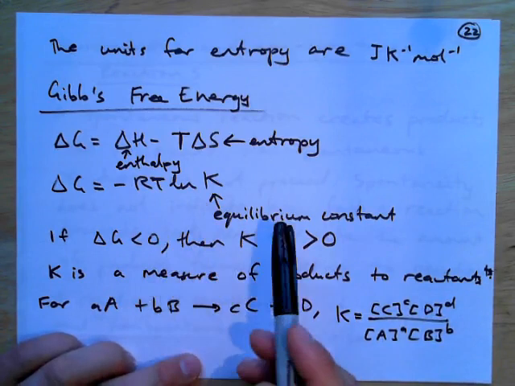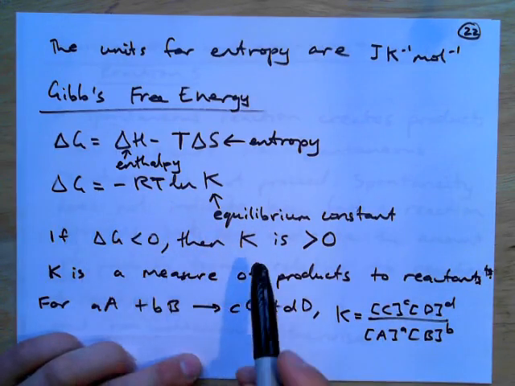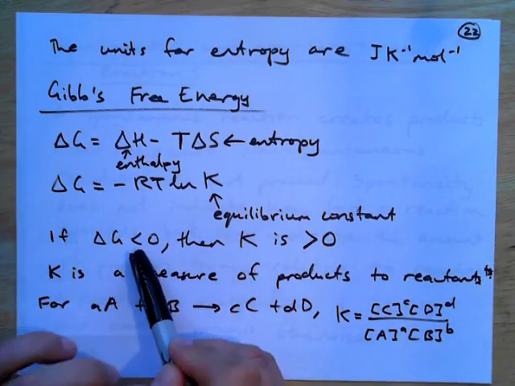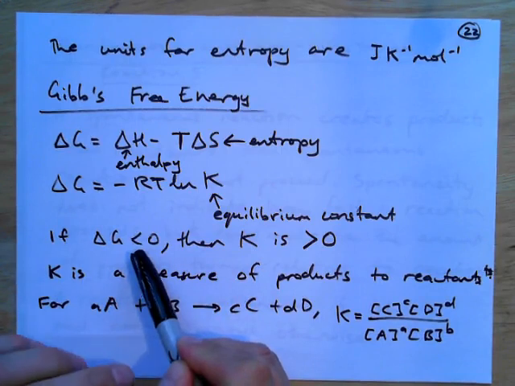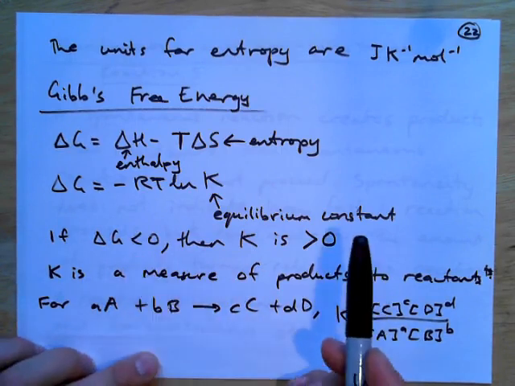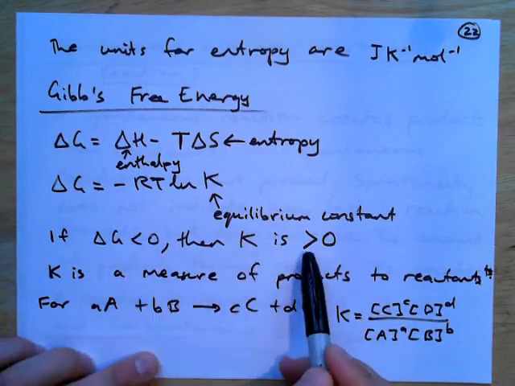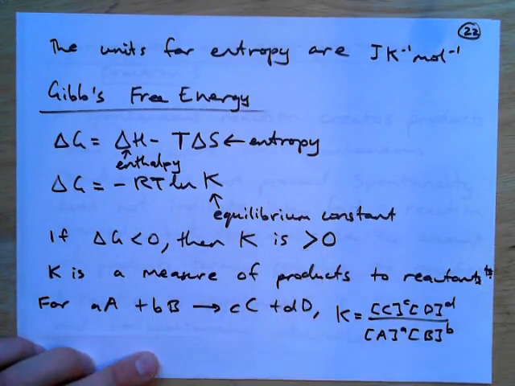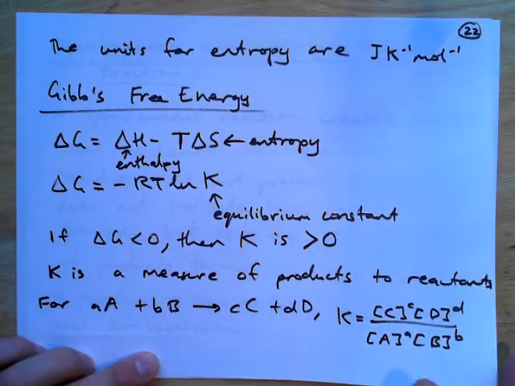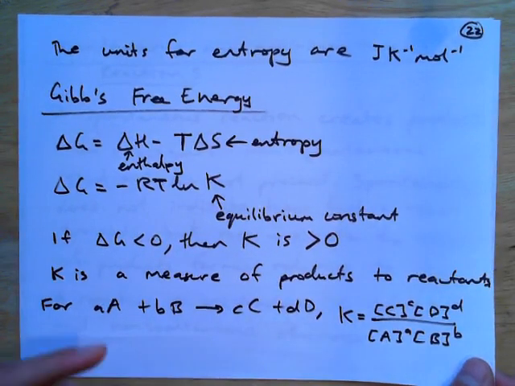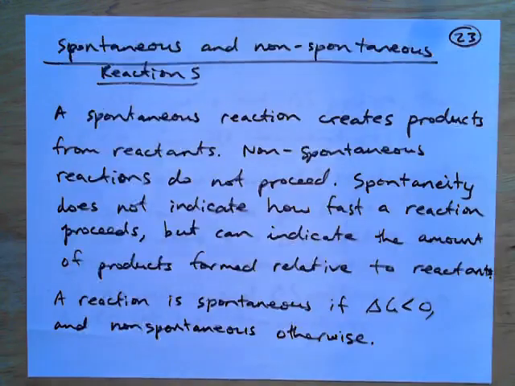But basically, you want to have a negative delta G for a reaction to occur, and then K is always greater than 0. K is always positive. That's something that might come up in an assignment and something you want to know, even though we won't go into a lot of detail about what the equilibrium constant is at this stage.